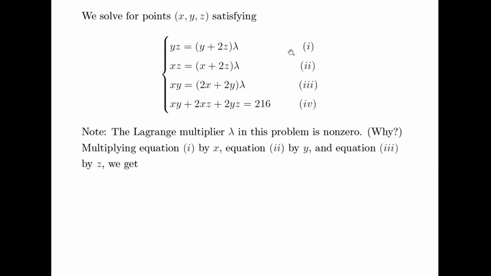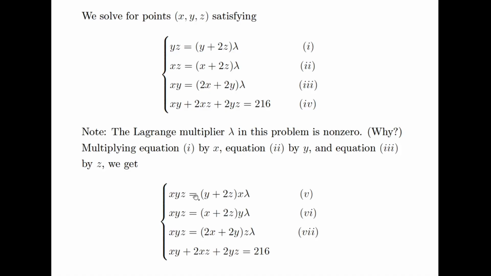Now we multiply equation 1 by x, equation 2 by y, and equation 3 by z so that the left-hand sides are all equal to xyz. And hence we get this new set of equations. Now let's look at equations 5 and 6. They both have xyz on the left-hand side, so we can equate the right-hand sides. Thus we get (y + 2z)x lambda minus (x + 2z)y lambda is equal to 0.